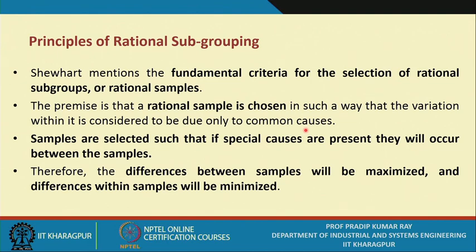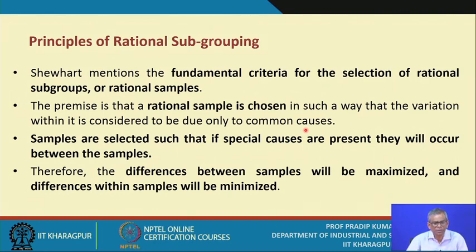Now, the entire control chart depends on how you select the sample from the population, from the process, and there are many other factors. As far as getting a sample from the population or from the process is concerned, there are certain principles you have to follow, and these are referred to as the principles of rational subgrouping.